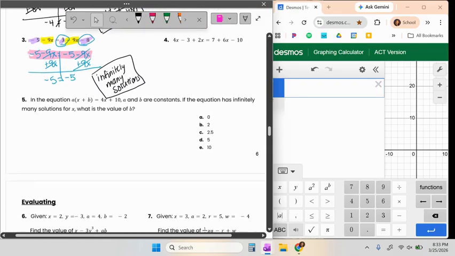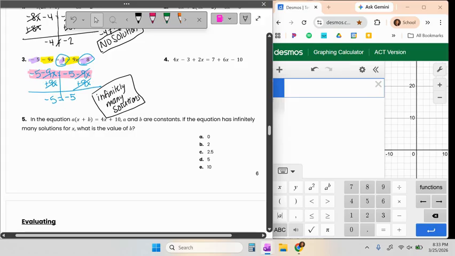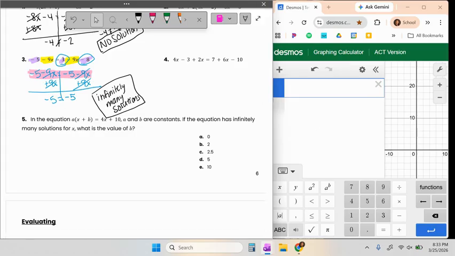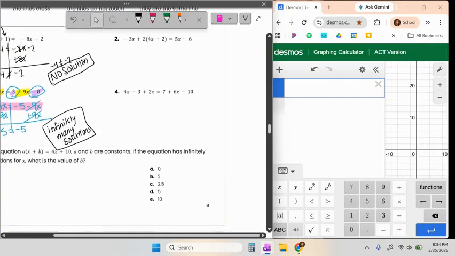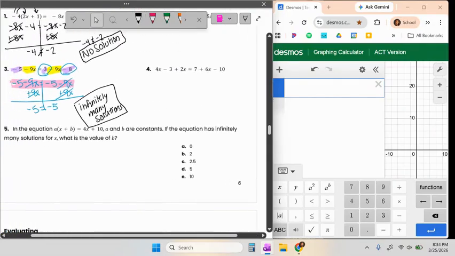Okay. All right, let's take a look at number 5. It is a little bit more tricky, but it is using the same vocabulary here. So we've got a solution where a times the quantity x plus b equals 4x plus 10. A and b are constants. If the equation has infinitely many solutions, meaning that they are equal to each other, right? What is the value of b?